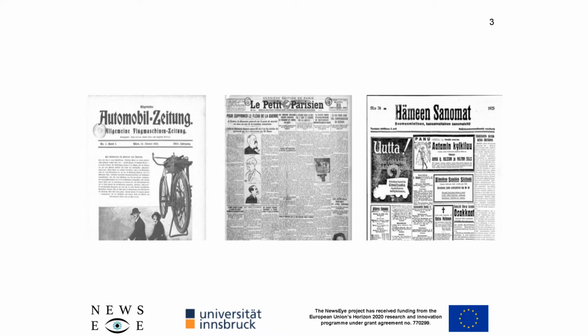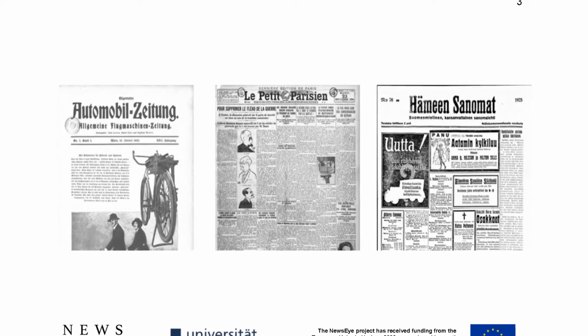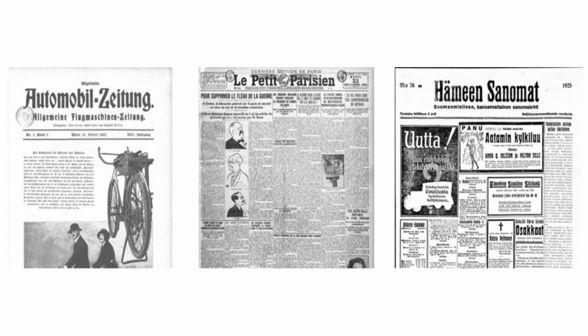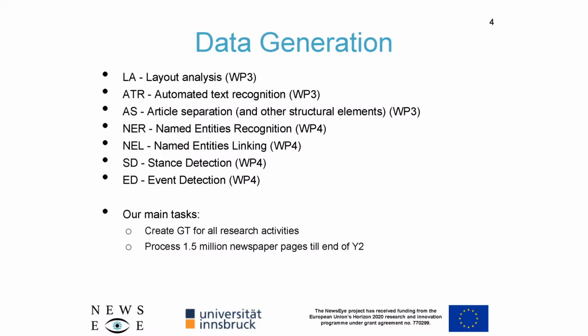Here are some examples of the newspaper pages. Our group deals mainly with data generation, so we use Transkribus for this task. On the one hand, we have to create ground truth for all these research activities like layout analysis, text recognition, article separation, named entities. And we also have to process 1.5 million pages till the end of the second year. As a first public model, the team in Rostock has trained one neural net for layout recognition of newspapers. It's already available via the layout recognition tool in Transkribus.